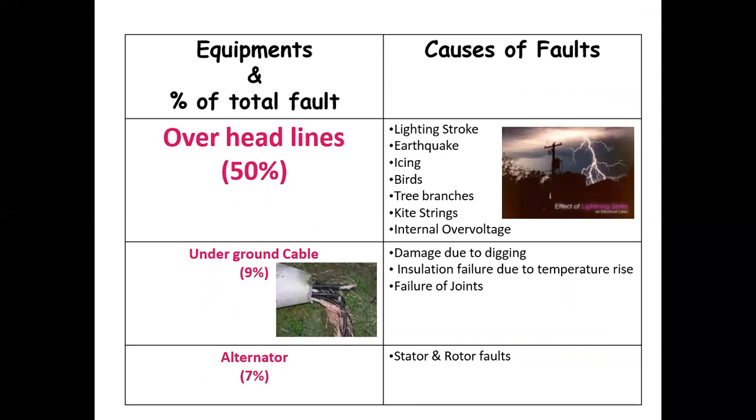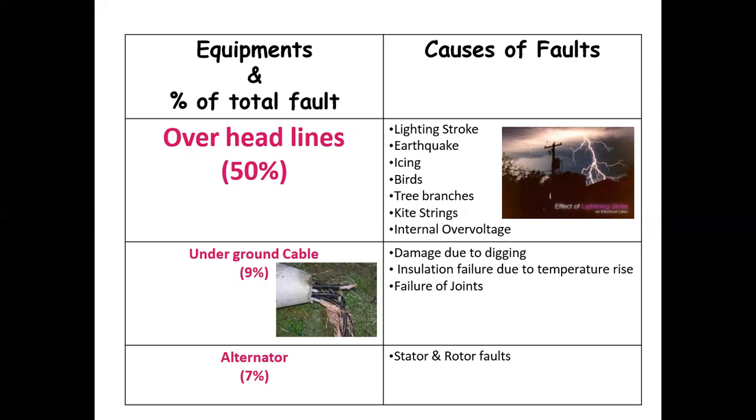Overhead lines: causes of faults. On overhead lines 50% of faults occur, and the causes of faults are below. The first one is lightning stroke. The second one is earthquake. The fourth one is icing. The fifth one is due to birds. The sixth one is due to tree branches. The seventh one is kite string, and the eighth one is internal overvoltage.